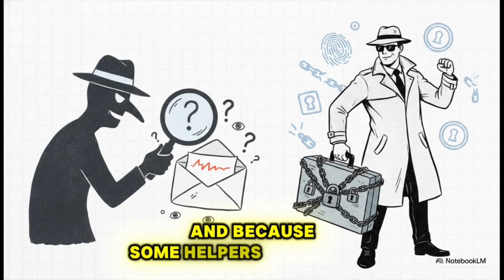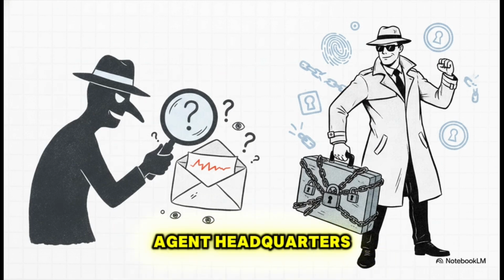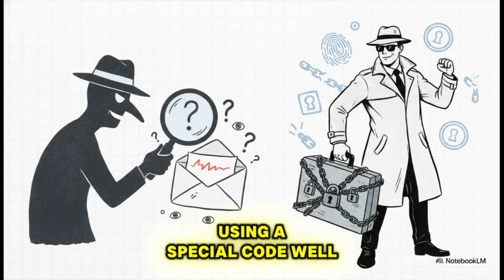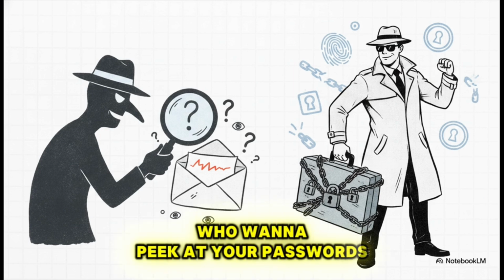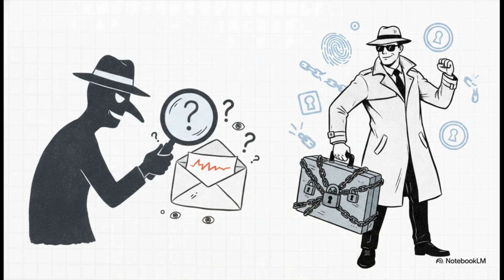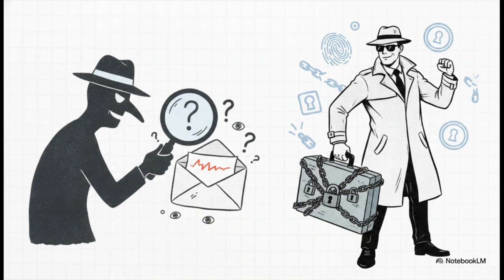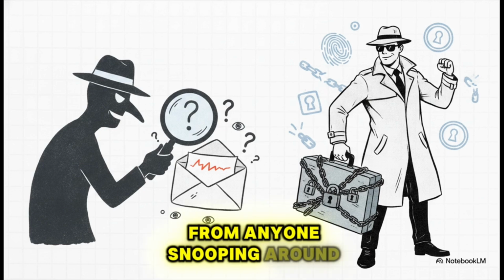And because some helpers don't lock their boxes, we need to visit the secret agent headquarters. Have you ever written a secret message to a friend using a special code? Well, in our digital city, there are sometimes bad guys who want to peek at your passwords and private pictures. So we really need special secret agent rules. These rules hide our information and keep it totally safe from anyone snooping around.